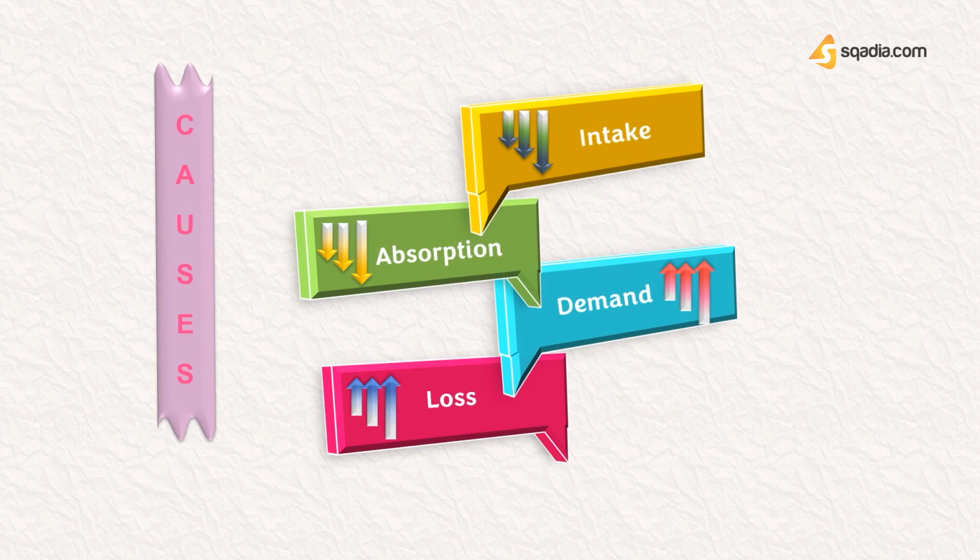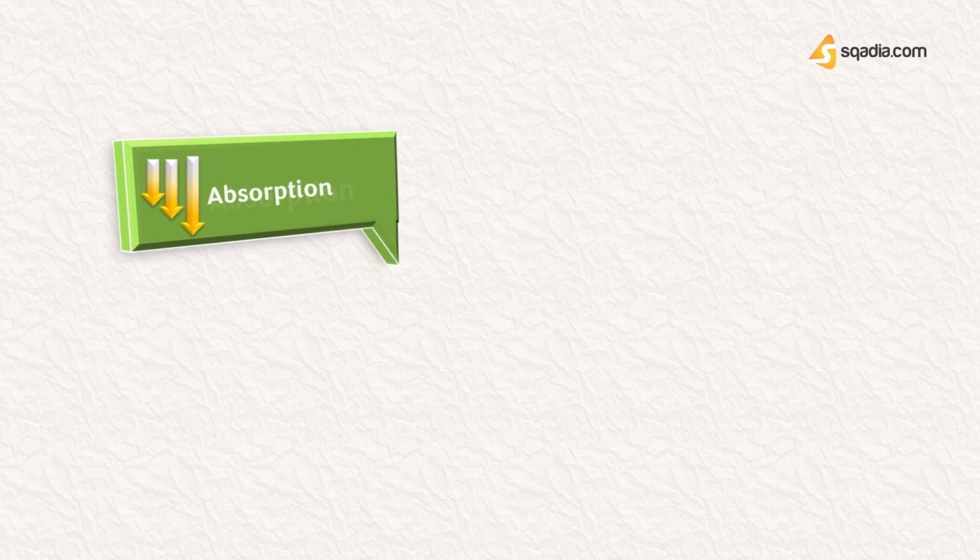Next point is decreased iron absorption, which might be due to gastrectomy. It is surgery to remove part or whole stomach. If one part of stomach is removed, it is said to be partial gastrectomy. And in case of whole stomach removal, it is termed as total gastrectomy. Both these scenarios reduce stomach hydrochloric acid, which is needed for absorption of non-heme iron from the gut.